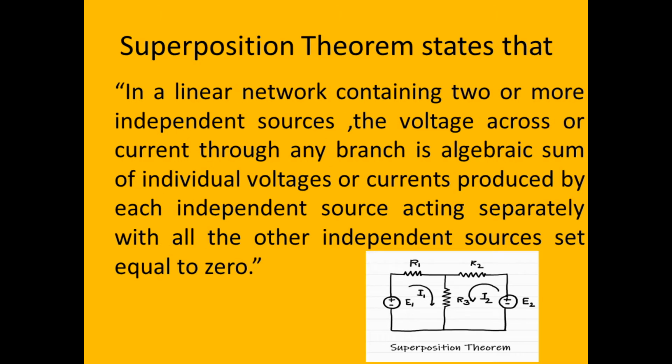Another statement, we can say that in a linear network containing two or more independent sources, the voltage across or current through any branch is the algebraic sum of individual voltages or currents produced by each independent source acting separately, with all the other independent sources set equal to 0.